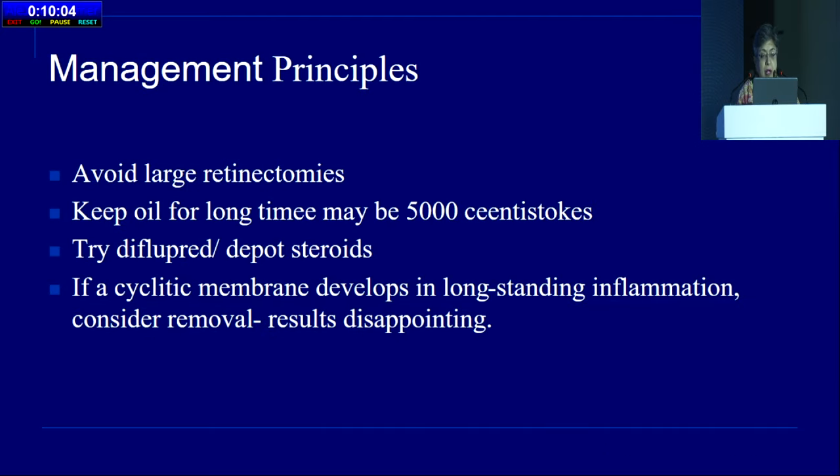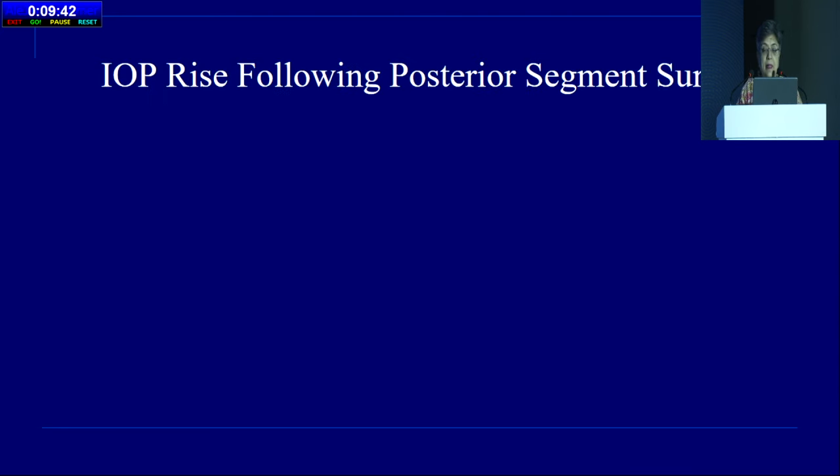Once that cause was taken care of and the ERM was removed, the pressures got better and his vision also improved. So the management principles really are to avoid large retinectomies, keep oil for a long time, maybe 5,000 centistokes would do, try difluprednate or depot steroids, and if a cyclitic membrane develops in long-standing inflammation, consider removal, but with a caveat that the results are rather disappointing. They don't do too well.